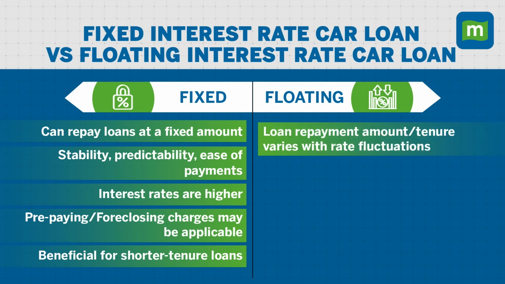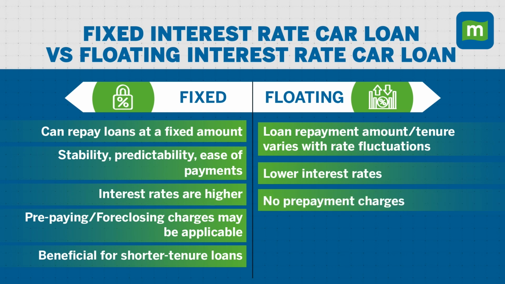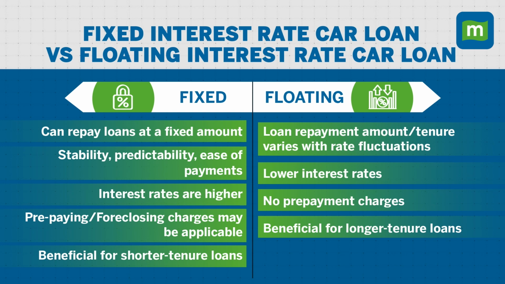Now on the other hand, if you choose a floating interest rate, you get to ride the interest rate fluctuations. In simple words, your car loan EMIs will vary throughout the loan tenure depending on the repo rate. Here, the interest rates are usually 1 to 2% lower than the fixed rate car loans. Moreover, you won't have to pay any prepayment charges if you opt for a floating interest car loan. Also, you can opt for a floating interest loan if you are considering a longer tenure of around 20 to 30 years.